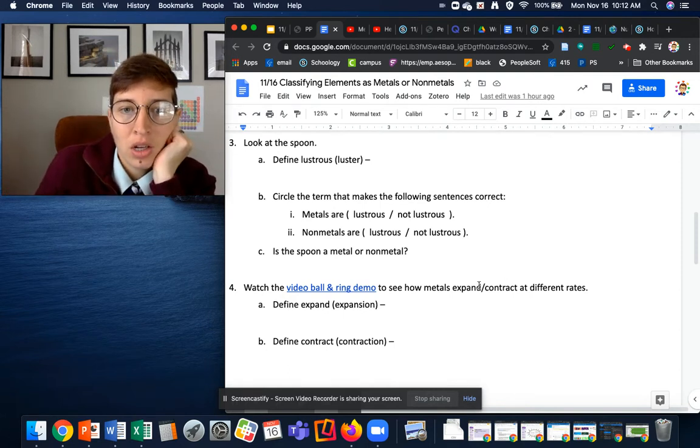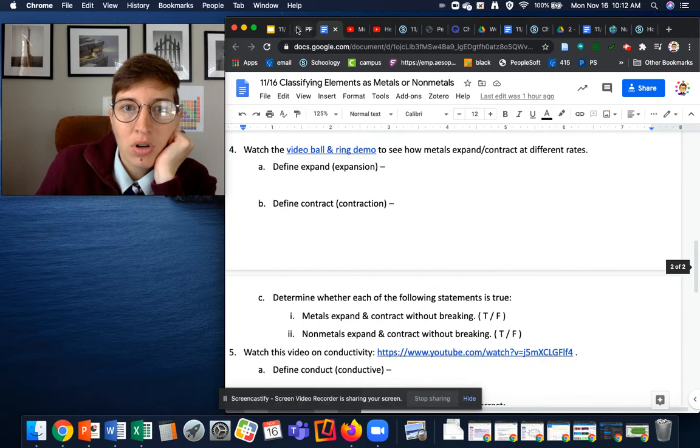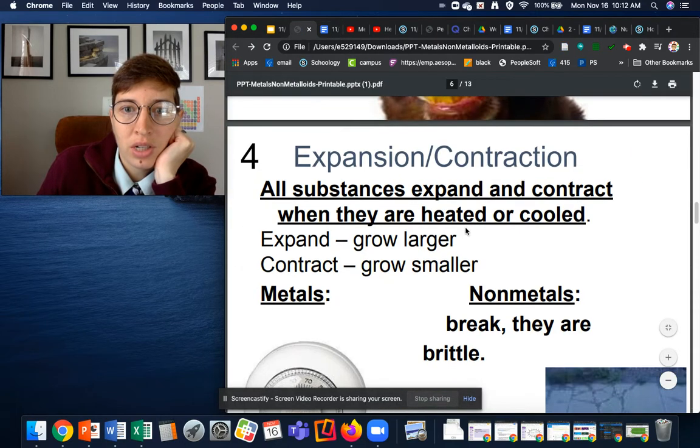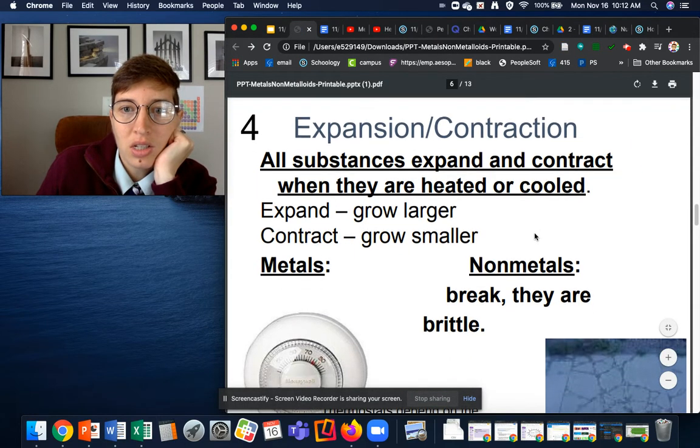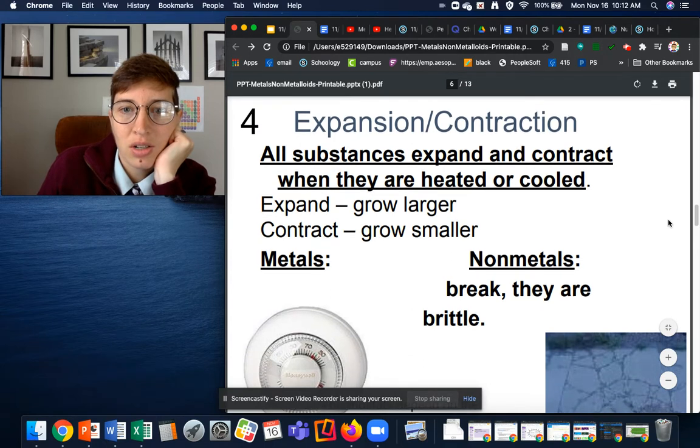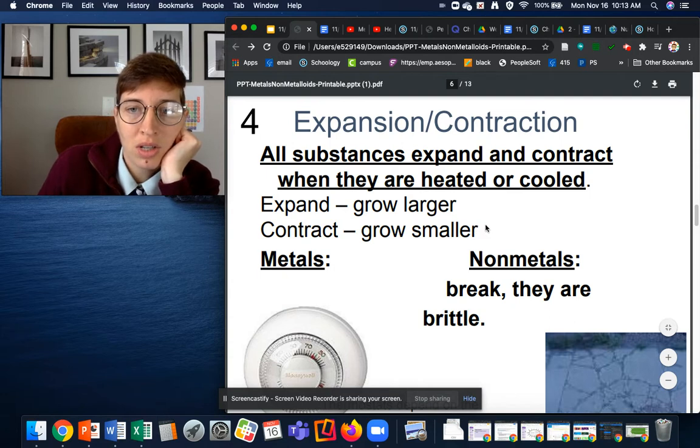All right, number 4. Things that expand and contract. All substances, metal or non-metal, expand and contract when they are heated or cooled. So everything does this. Expand, you're writing this definition down in 4A, is to grow larger. Contract is to grow smaller. That's a little counterintuitive. It sounds weird. You can say get smaller if you want.